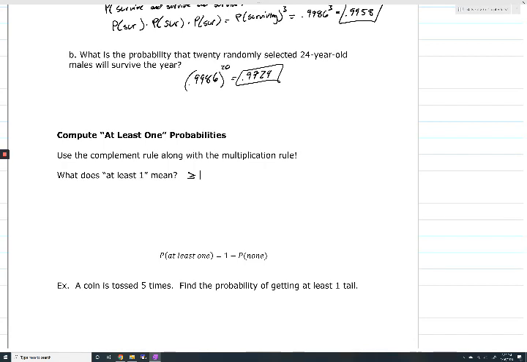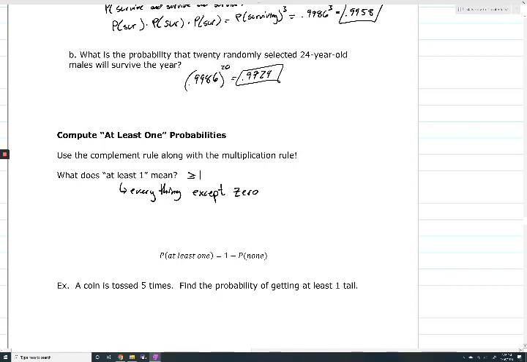So if I say at least one car accident, how many of you have had at least one car accident? Well, you either raised your hand or you didn't. If you didn't raise your hand, why didn't you raise your hand? How many car accidents have you been in? If you didn't raise your hand, it means you've been in 0 car accidents. So we're going to use the fact that at least one means everything. At least one is everything except 0.